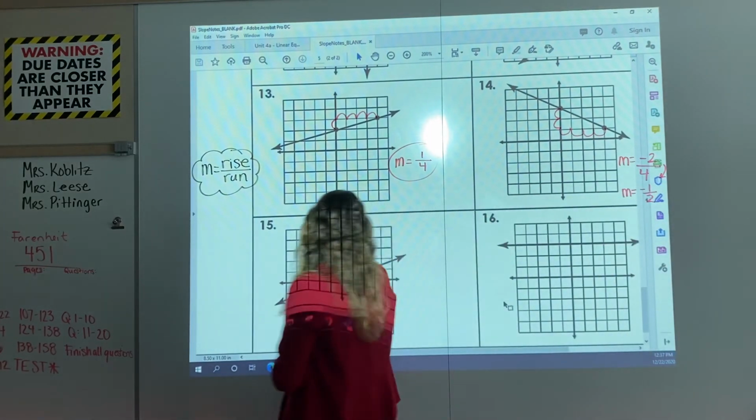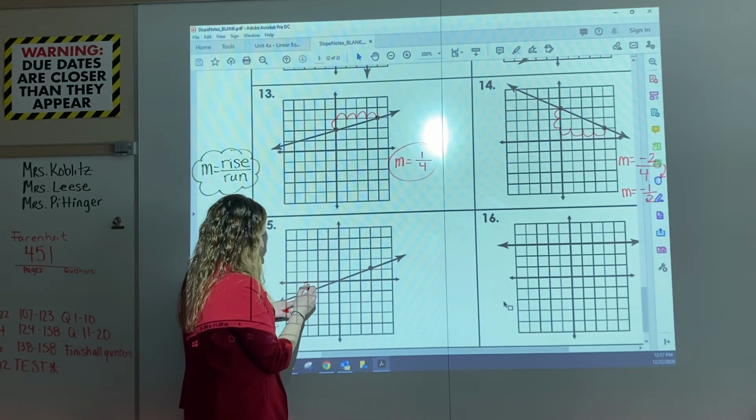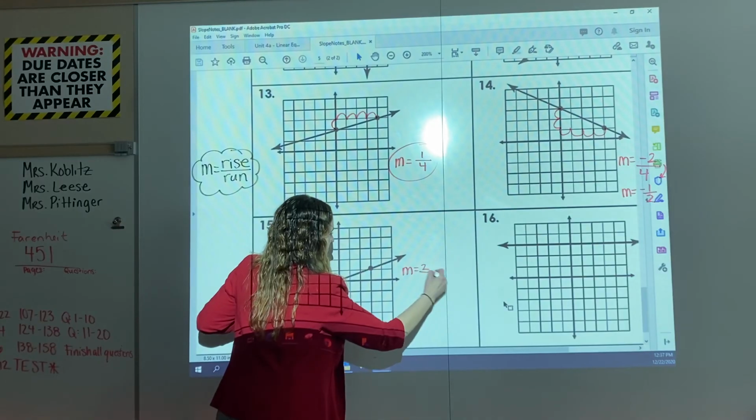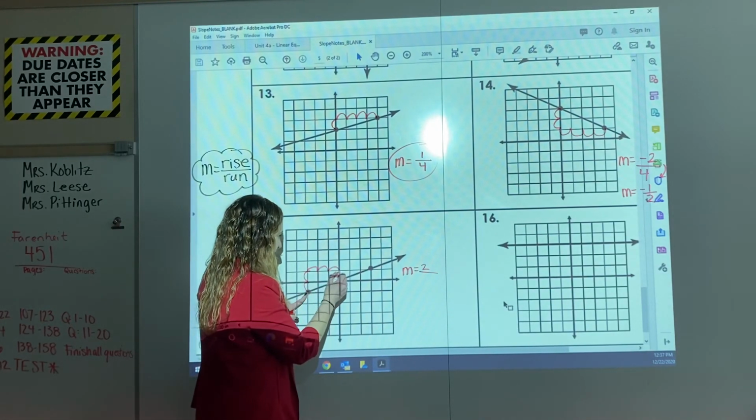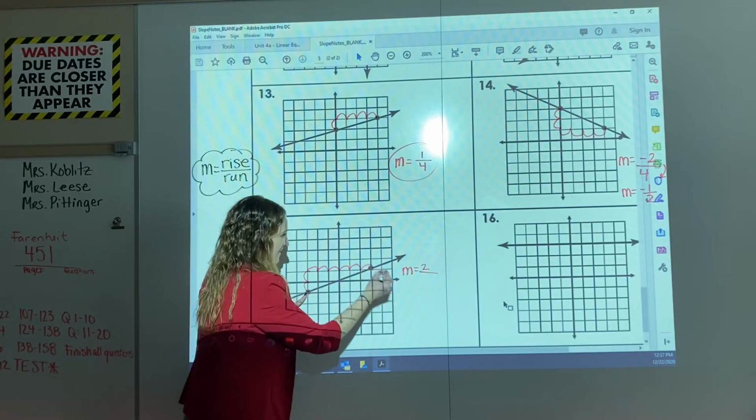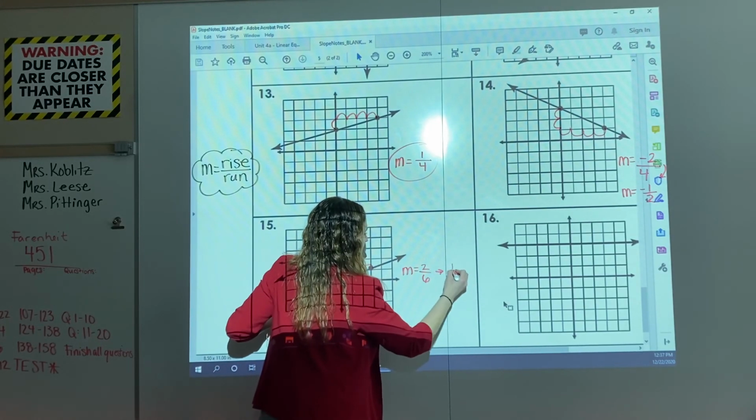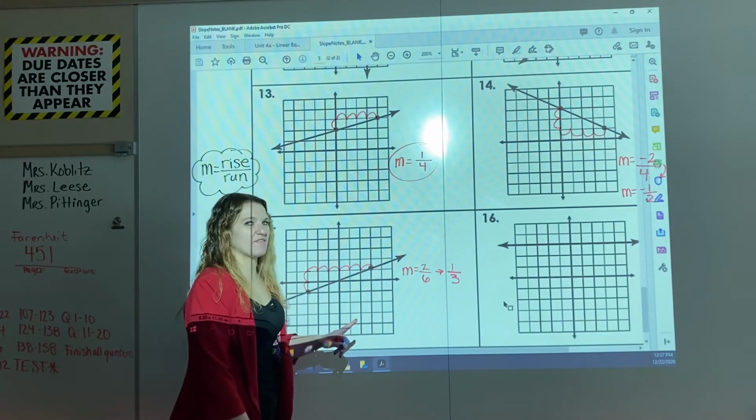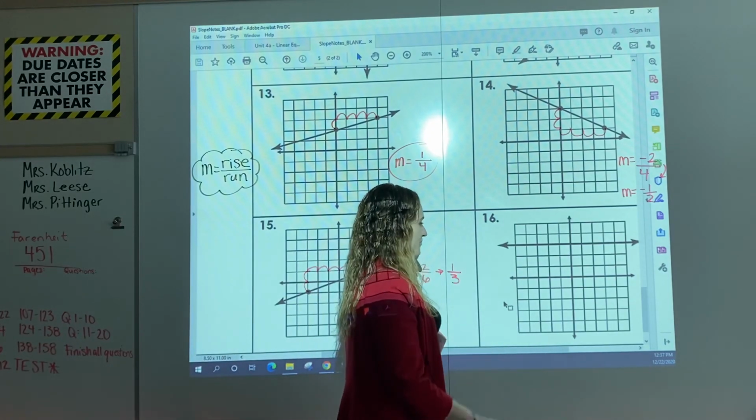Number 15. From left to right, I need to rise 1, 2. So positive 2. And I need to run 1, 2, 3, 4, 5, 6. I know that if I put that in my calculator, it would simplify to a positive 1 over 3. We always want to simplify our fractions, but if they're an improper fraction, keep them in that form.